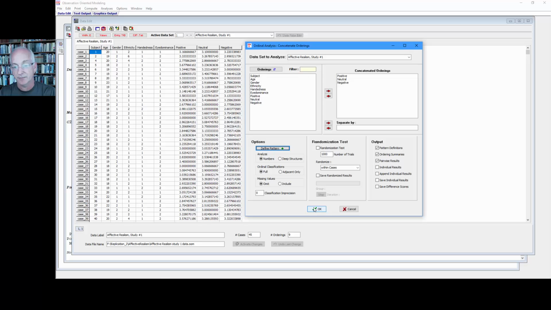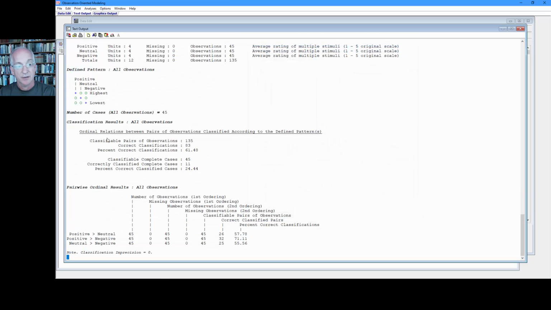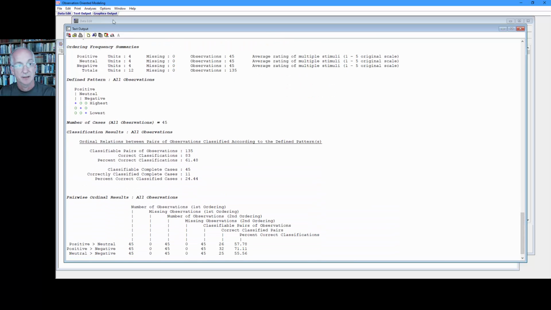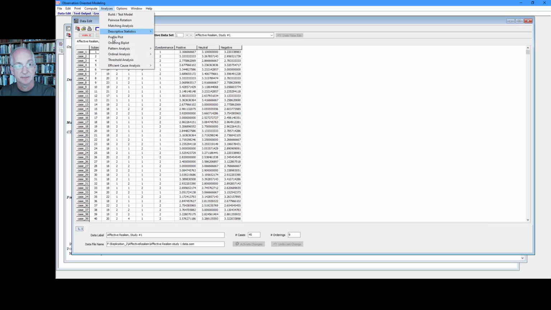So if I select OK and run the analysis, here are the classifiable pairs of observations. Again, considering the orderings in terms of their pairs, if we look at all possible pairs, 3 times 45 gives us 135. Of those 135 possible comparisons, 83 were correctly classified. There's the PCC index of 61.48%. Now if we scroll up here, we can see that sure enough, we've chosen the full pattern of ordinal relations to be analyzed. Now let's go back to the data and then to the analysis again.